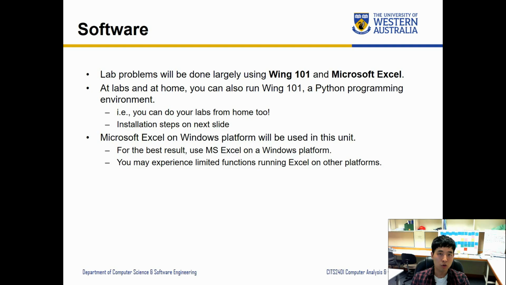But for this to work properly, you have to install Python first. This means you need to install Python version 3 first. We're using Python version 3.7 or higher. And once you installed Python, you can install Wing 101, and then it will automatically link together. Okay? So this means you can do all your labs from home as well, because all the lab questions are hosted on the quiz server, which is accessible through a web browser. Okay? So the installation steps will be described on the next slide.